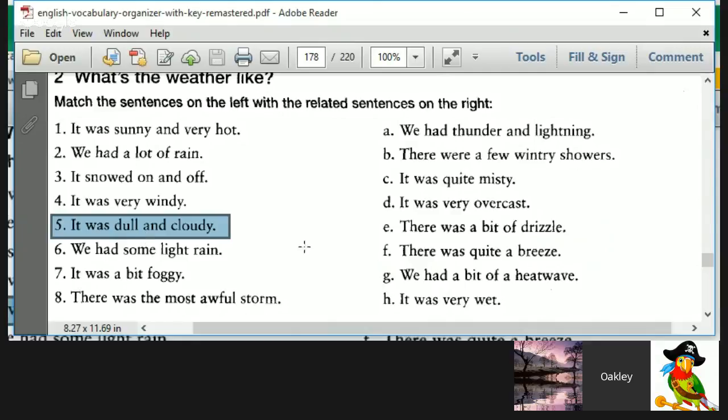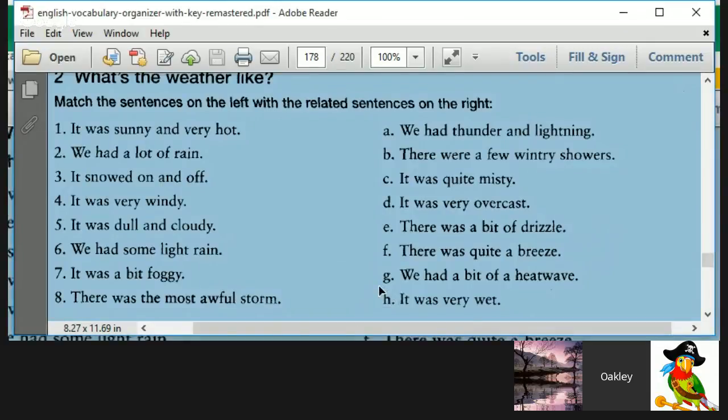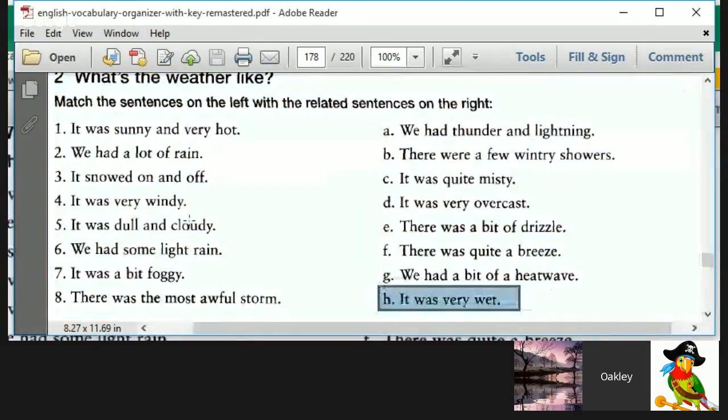It was very wet. No, H goes with we had a lot of rain. Rain is water, rain is wet. Okay, it was dull and cloudy. I think it's overcast. It was very overcast. Overcast means it's very gray.